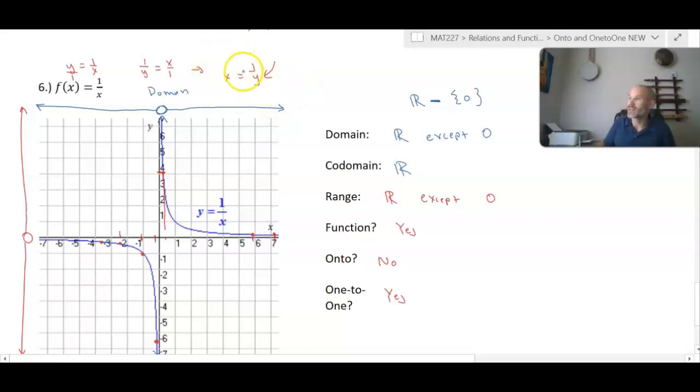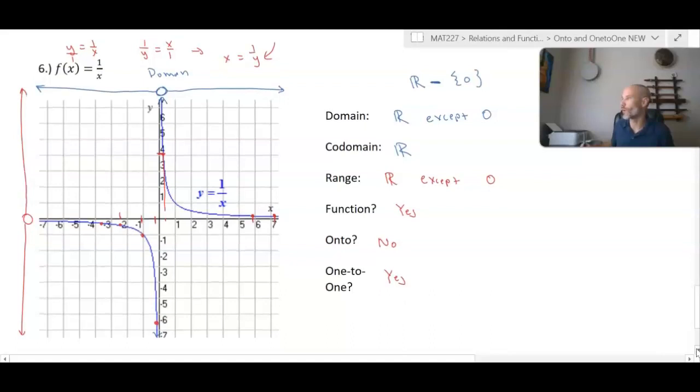So algebraically, it's a little bit easier to see, but the vertical line test and the horizontal line test are just more visual ways of assessing whether something is a function and whether it's 1-to-1.